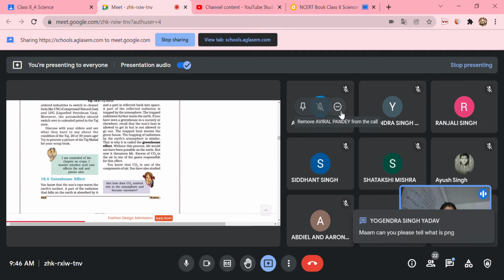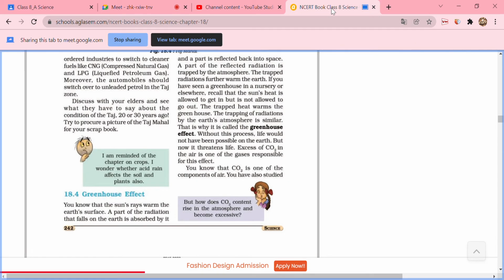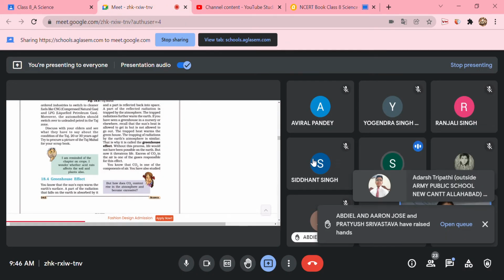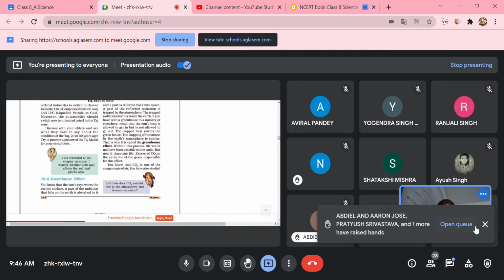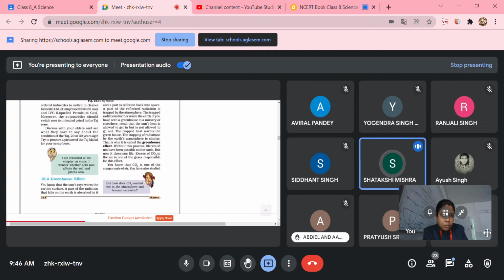Now we are just going through the reading. I have already told you about the greenhouse effect. Do you remember, Shatakshi, what is the greenhouse effect? Ma'am, global warming. Greenhouse effect is not initially global warming. When the heat radiations are captured in the atmosphere and it doesn't allow them to go back into space, this effect is called the greenhouse effect.